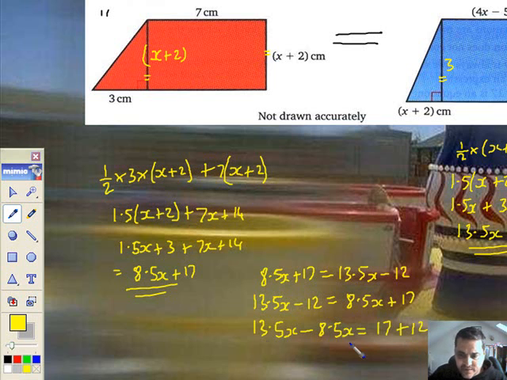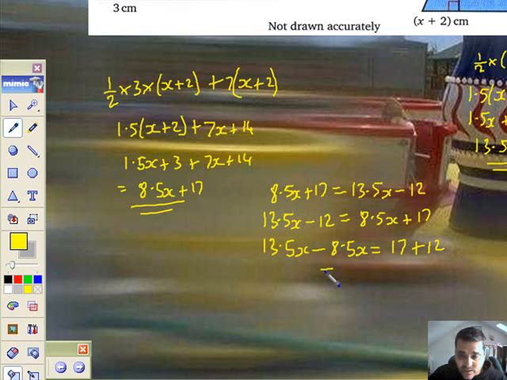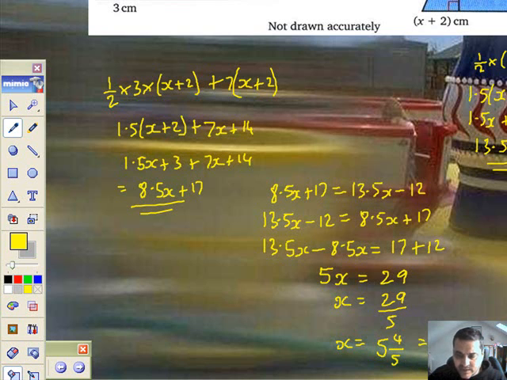So what have I got here? 13.5 take away 8.5 is like saying 14 take away 9, 5 exactly. So 5x comes to 29. So x is going to be 29 divided by 5. And that's going to be how many times? 5 5s are 25, so 5 times and 4 left over. So it's going to be 5 and 4/5, otherwise known as 5.8 if you want to use your calculator.